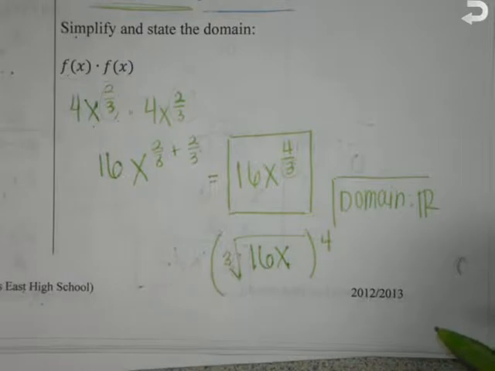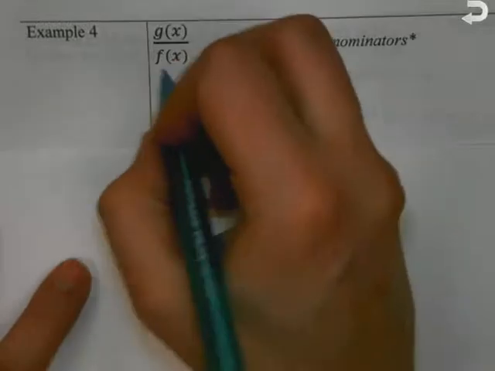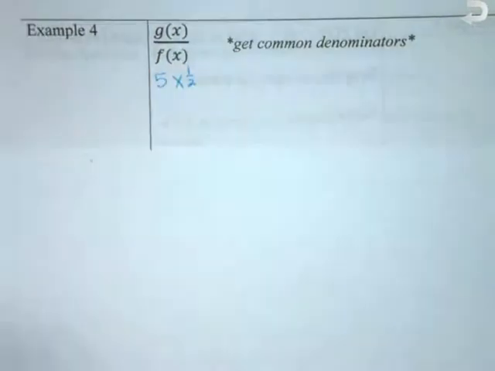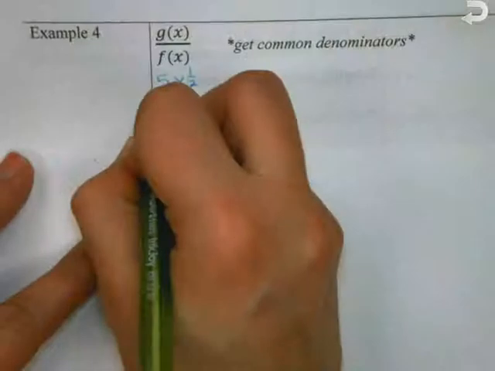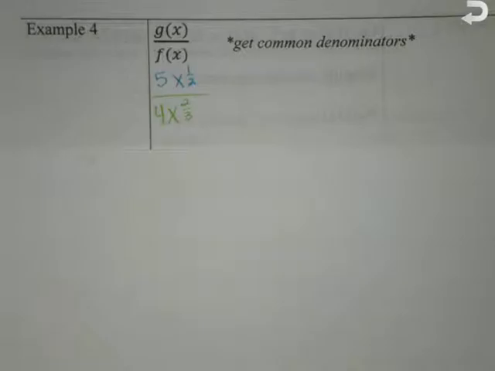So for example 4, we're still going to use the same f of x and g of x, but this time we're dividing them. g of x over f of x. So let's plug it in. g of x was 5x to the 1/2, and f of x is 4x to the 2/3, the one given in example 3.